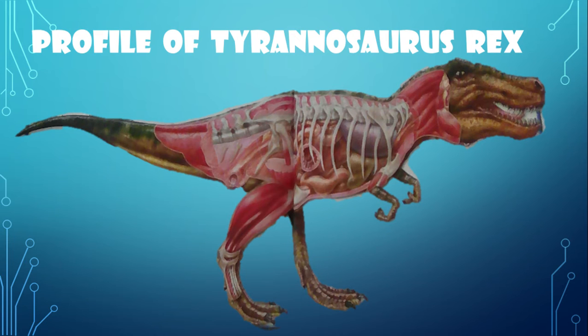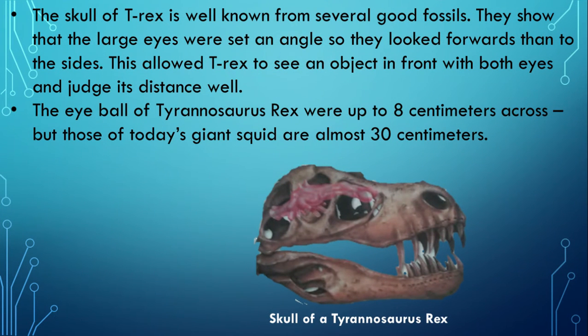This is the internal body of the Tyrannosaurus rex. That means the inner parts of the T-Rex. The skull of T-Rex is well known from several good fossils. They show that the large eyes were set at an angle so they looked forward and to the sides. This allowed T-Rex to see an object in front with both eyes and judge its distance well.